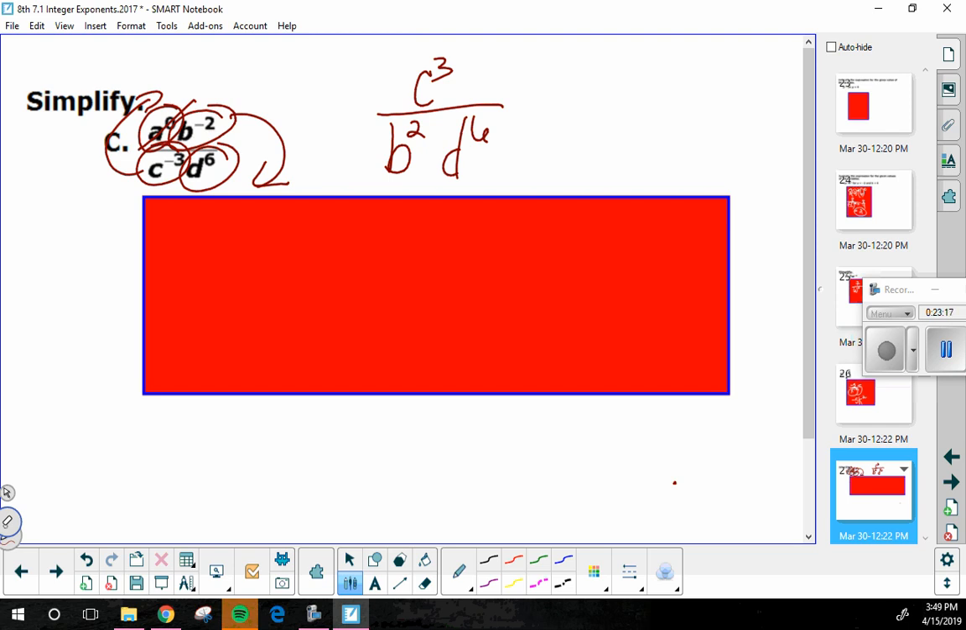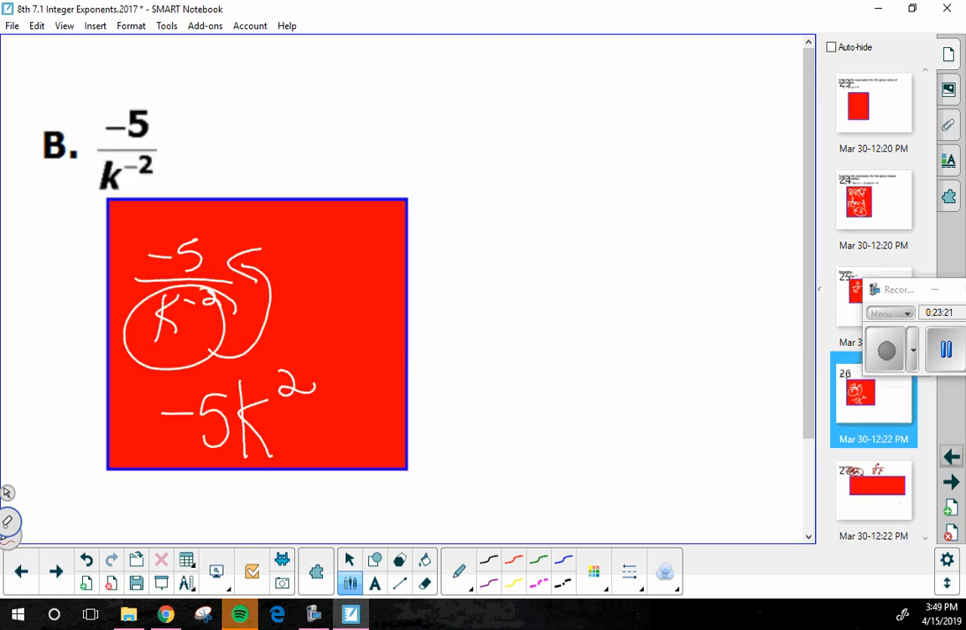A mistake kids make is they see a negative in the number like this one and go, oh, that must move. But the only place I'm looking at to determine whether or not a number or a variable moves is what? The exponent. Yes, just the exponent.